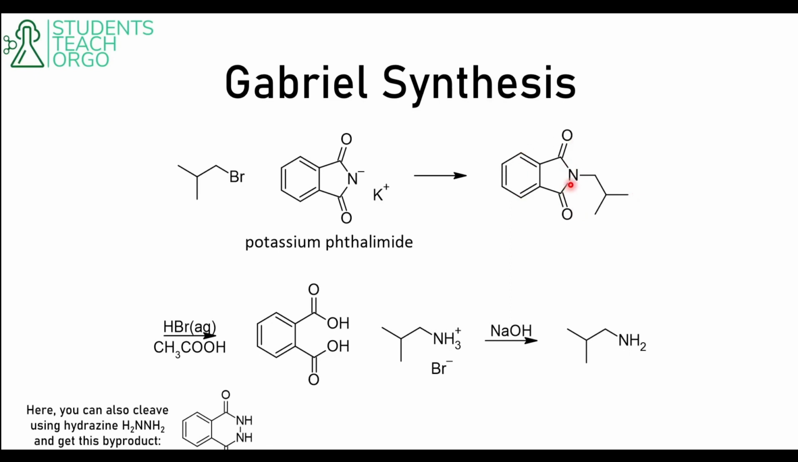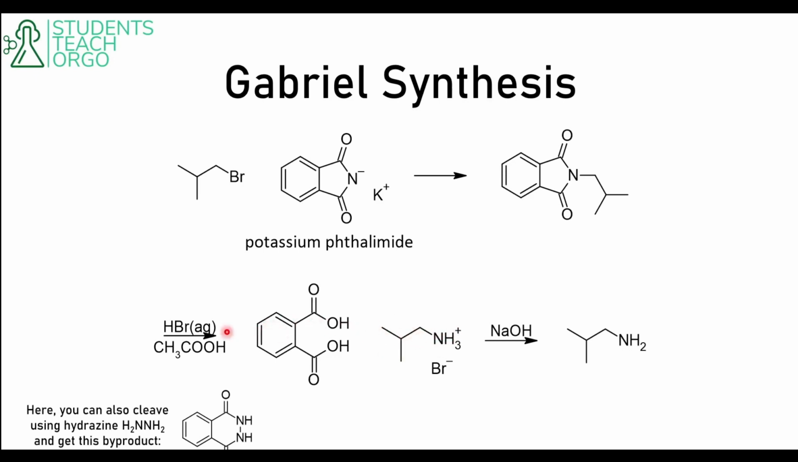After that step, we have 2 methods for treatment, again, just like the last thing. We can use hydrobromic acid and acetic acid, and then that will cleave the phthalimide group off, and leave you with this protonated amine compound here.